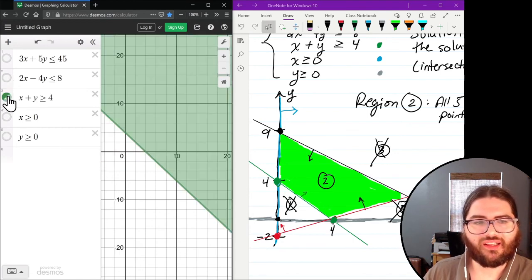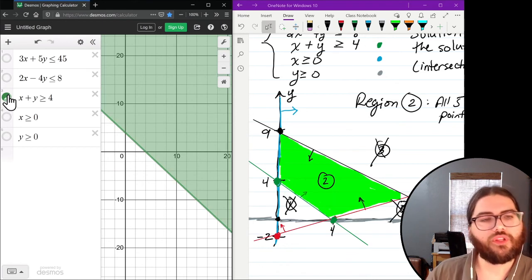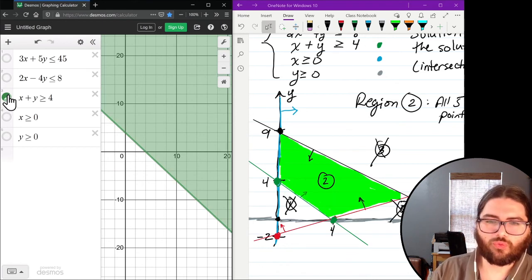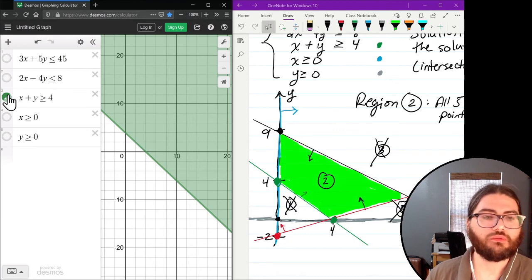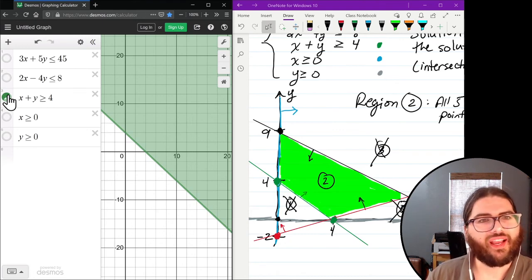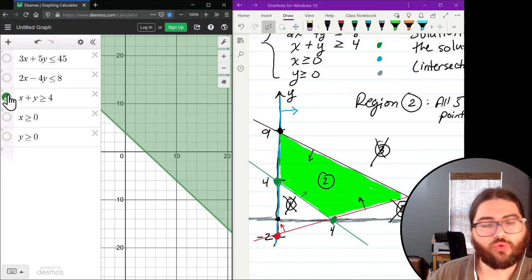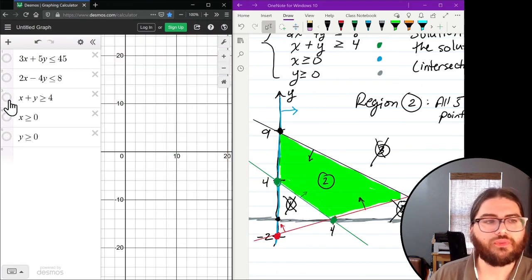And same thing for the green line, shading away from the origin. Right? Usually that's what I'll say. It's shading towards the origin, which is 0, 0, or away from the origin. I will never say left, right, up, or down if I have a choice. I will always say towards the origin or away from the origin.